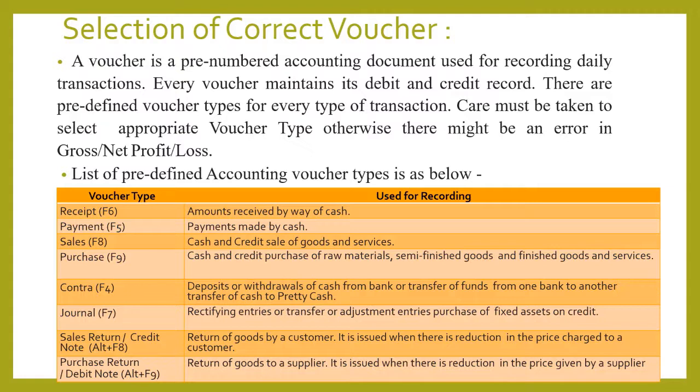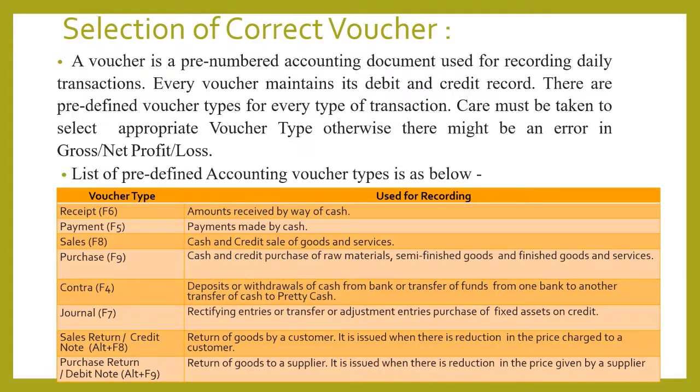Second one is the payment voucher. The shortcut key for the payment voucher is F5. Now, for payments made by cash, where the word paid is used, for that voucher we use the payment type. For example, paid salaries to staff by cheque. Now, in this case, we have paid the salaries to staff. That's why it will go under the payment voucher.